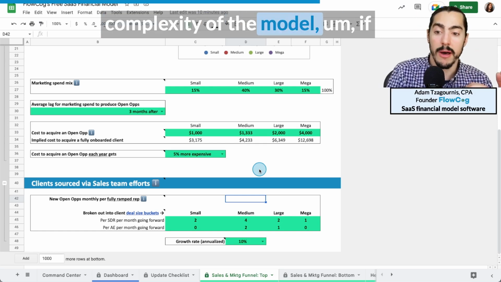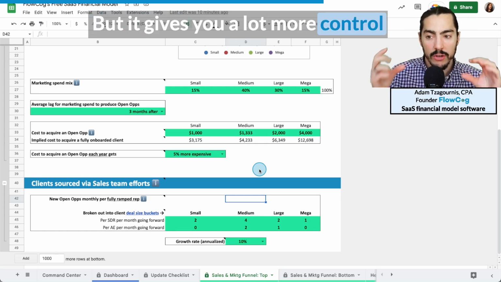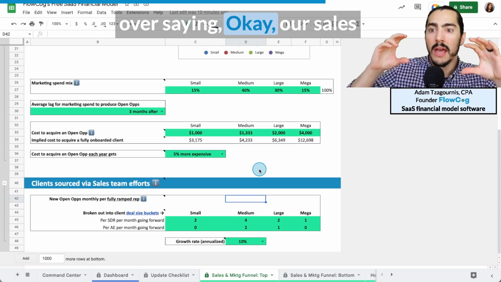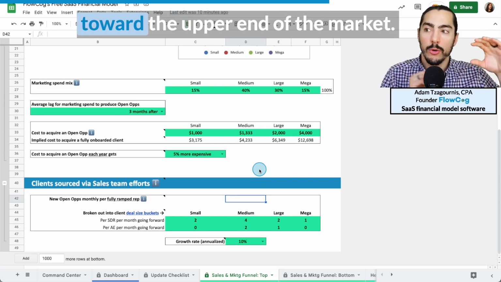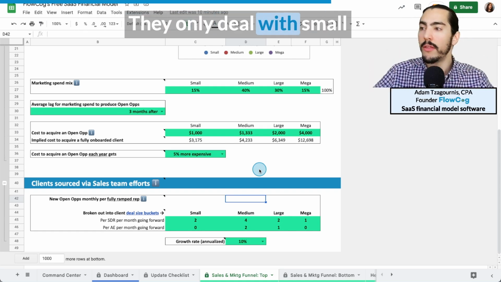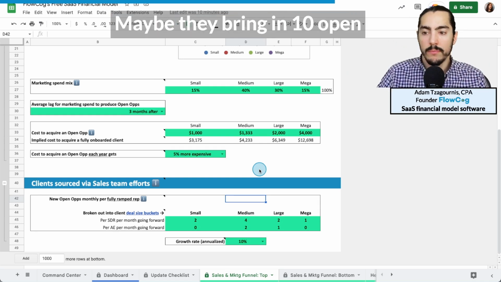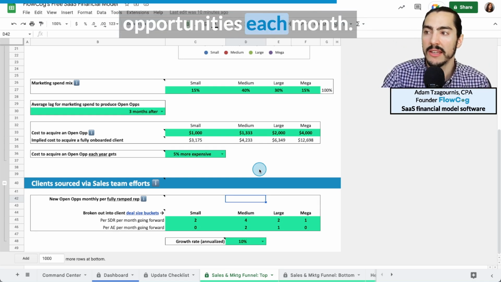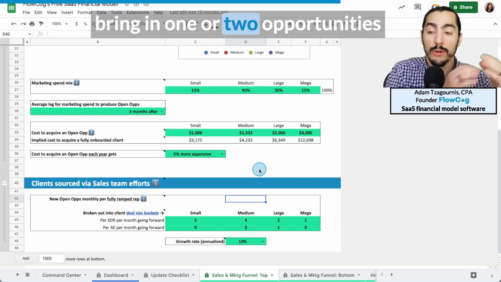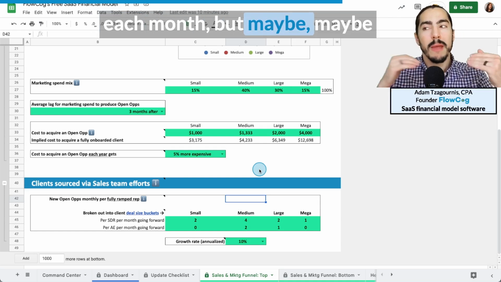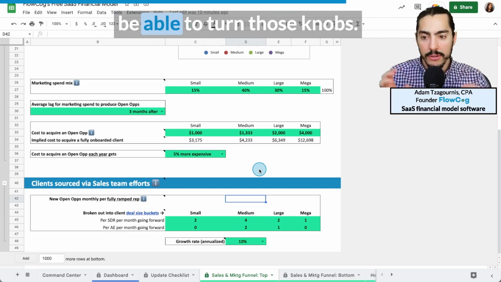It's important to remember that splitting your funnels into these different deal size buckets is going to increase the complexity of the model if you have to build it from scratch, but it gives you a lot more control over saying, okay, our sales development rep team is not geared toward the upper end of the market. They only deal with small and medium-sized clients. Maybe they bring in 10 open opportunities each month. And on the flip side, maybe your account execs only bring in 1 or 2 opportunities each month, but maybe they're in the large or the mega category. So you want to be able to turn those knobs.